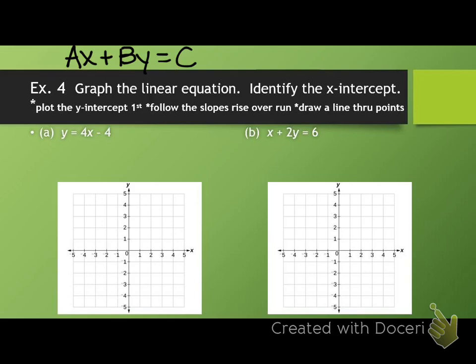and graph the intercepts. Okay, great. Now, if I'm graphing a line that is in slope-intercept form, y equals mx plus b, I got to know two things. I got to know the slope and I got to know the y-intercept. That's what we just did in example number 3.